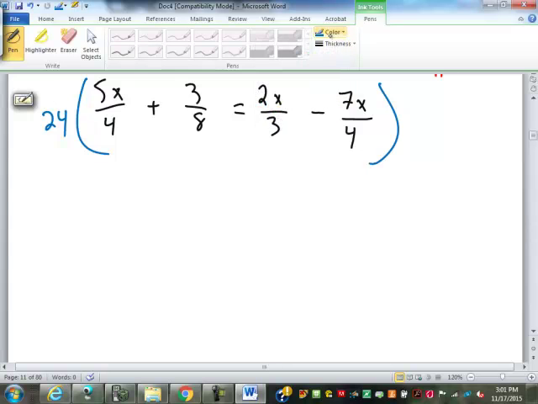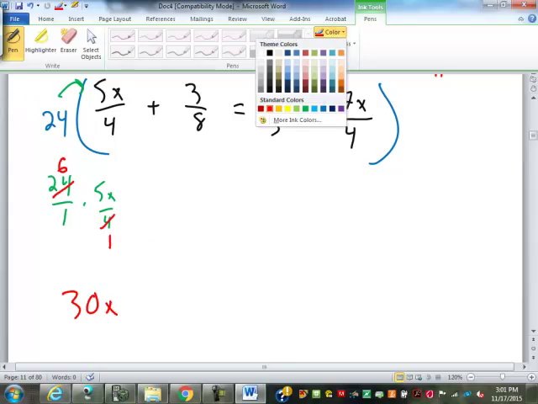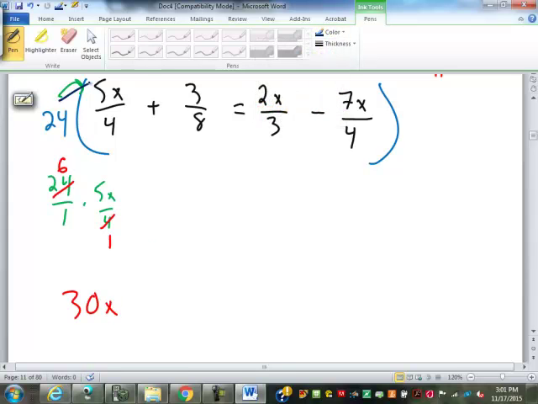So we're going to do 24 times the 5x over 4. So 24 over 1 times 5x over 4. We will cross cancel. The 4 and 24 gives me 1 and 6. 6 times 5x is 30x. And then we'll have the 24 times 3/8, so 24 over 1 times 3 over 8.